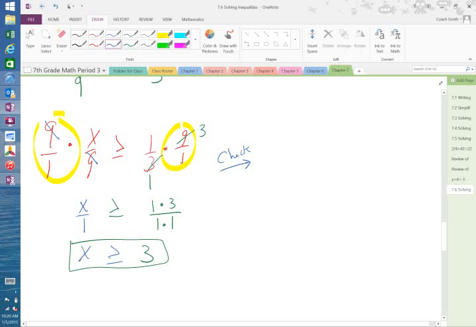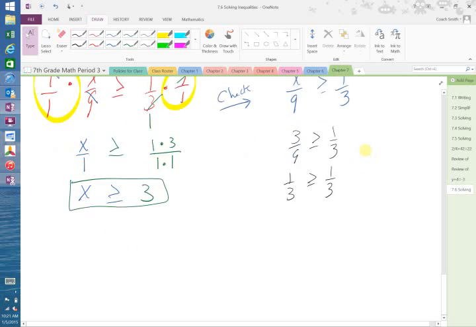If we check it, the original problem was x over 9 is greater than or equal to 1/3. That's the original inequality. So what we've said is I can plug in any number 3 or greater, and I will have a true solution. If I plug in a 3 here, 3 over 9 is greater than or equal to 1/3. Well, what is 3 over 9? 1/3. So is 1/3 greater than or equal to 1/3? Yeah, it's equal to.